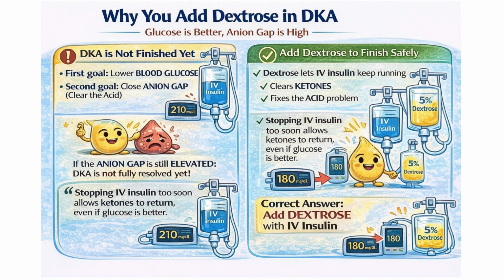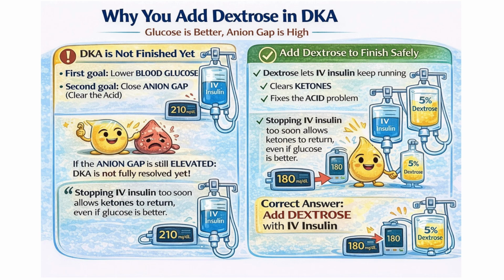At the same time, continuing insulin without any change could cause low blood sugar. Low blood sugar is dangerous. To prevent this, dextrose is added to the IV fluids. Dextrose is a form of sugar. It protects the blood sugar level. This allows insulin to keep running safely. The insulin continues clearing ketones. The acid level slowly improves.